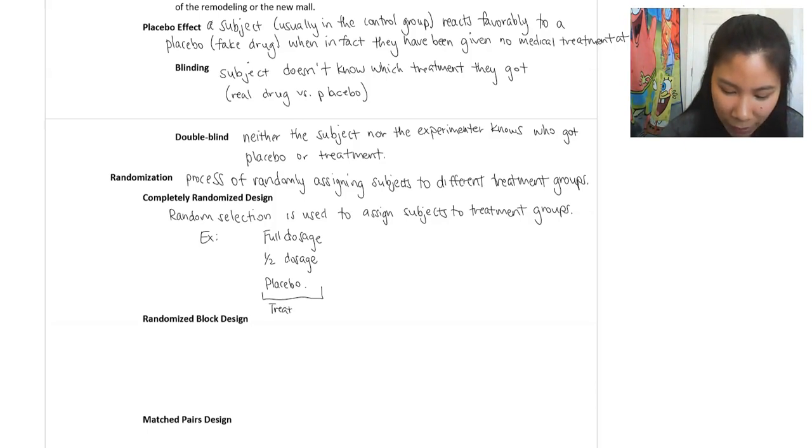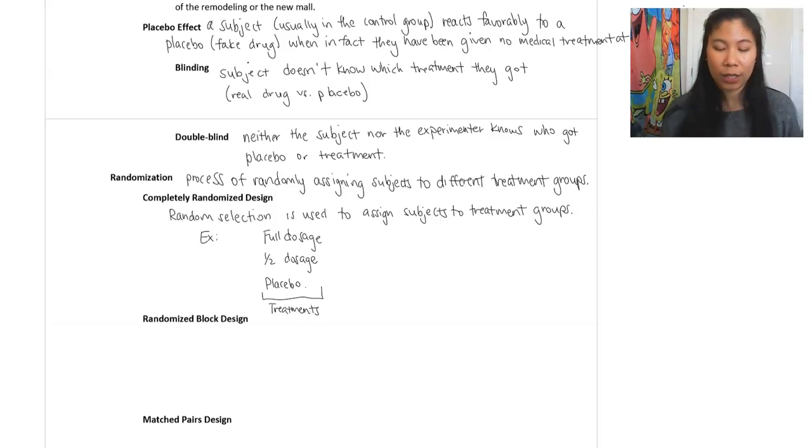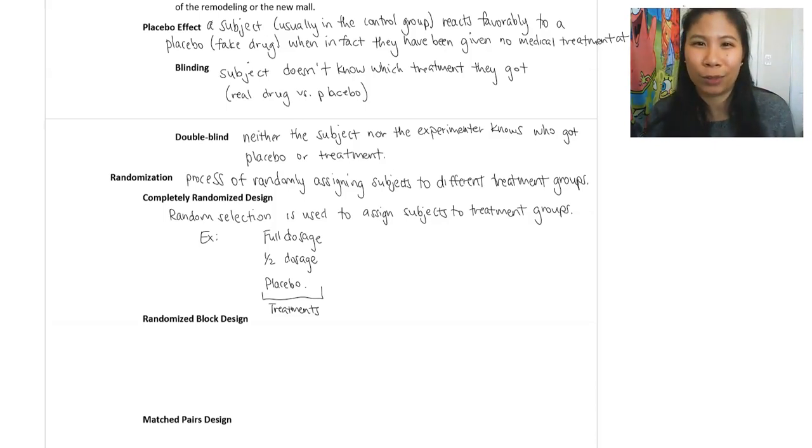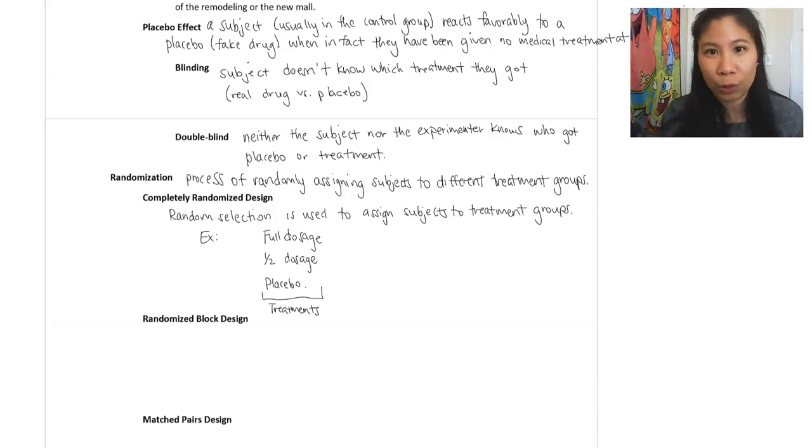Let's say I had 100 people to work with. Then I want to make sure they randomly get assigned into each of these 3 groups, because I don't want, for whatever reason, all the girls to end up in one group and all the boys in another, or all the old people in one group and all the young people in another. Because if that happened, I would be introducing confounding variables, because at that point I wouldn't know whether it was the full dosage that actually affected my results or their age or something like that. So that's why we want to randomly assign.